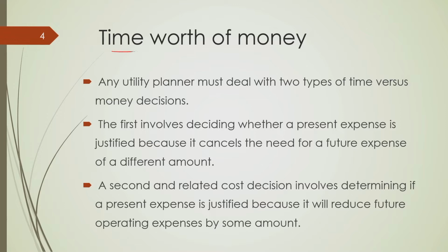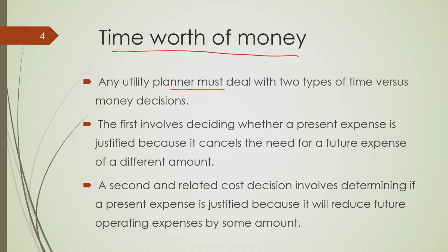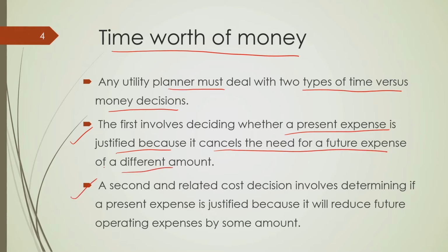Now, next is another important thing that I am going to discuss, that is the time worth of money. Okay. That means any utility planner must deal with two types of time versus money decisions. First one, deciding whether a present expense is justified because it cancels the need of a future expense. Second decision involves determining whether a present expense is justified because it will reduce the future expense by some amount. So, these two I will explain with some illustrative examples.